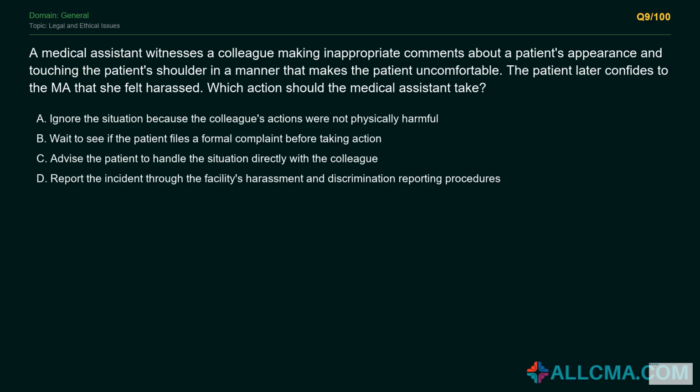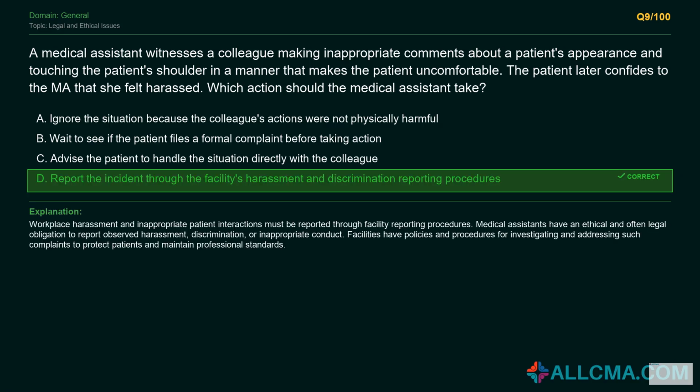Option A. Ignore the situation because the colleague's actions were not physically harmful. Option B. Wait to see if the patient files a formal complaint before taking action. Option C. Advise the patient to handle the situation directly with the colleague. Option D. Report the incident through the facility's harassment and discrimination reporting procedures. The correct answer is D.